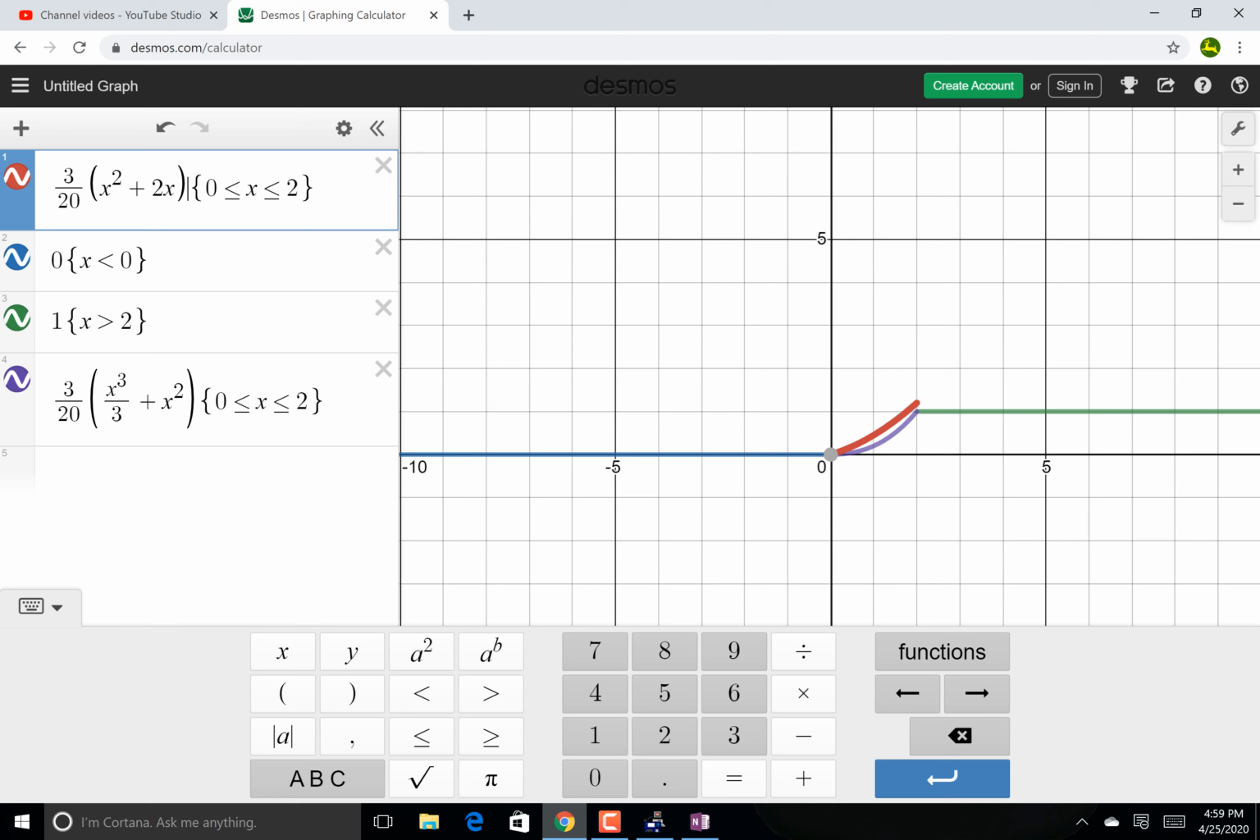Something just looks a little weird about that, but no, I don't think it is. Anyway, there it is. That's it. That's all.